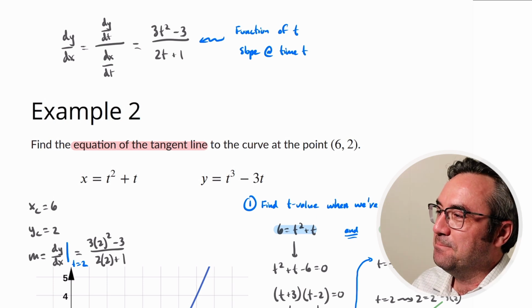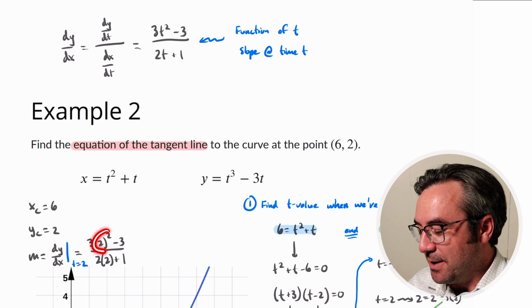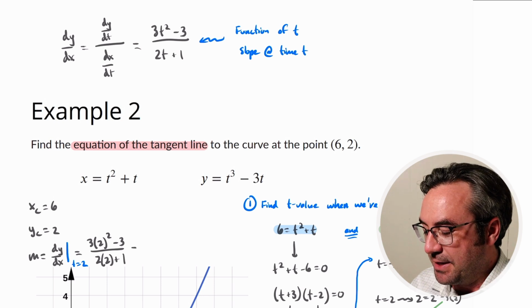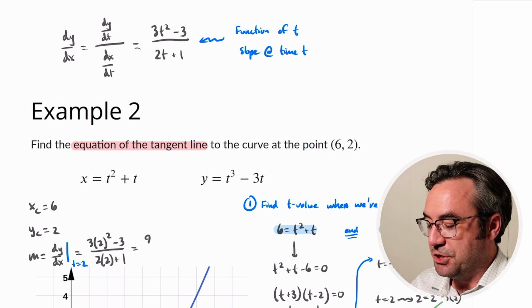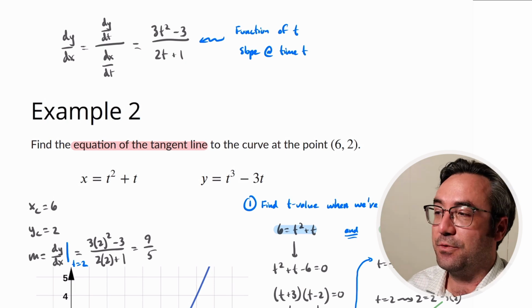All right, so we plug it in. Let's simplify it. So we end up with 4 times 3, which is 12, minus 3. So we end up with 9 on the top. And then in the denominator, we have 4 plus 1, which is 5. So our slope of our tangent line is 9/5.